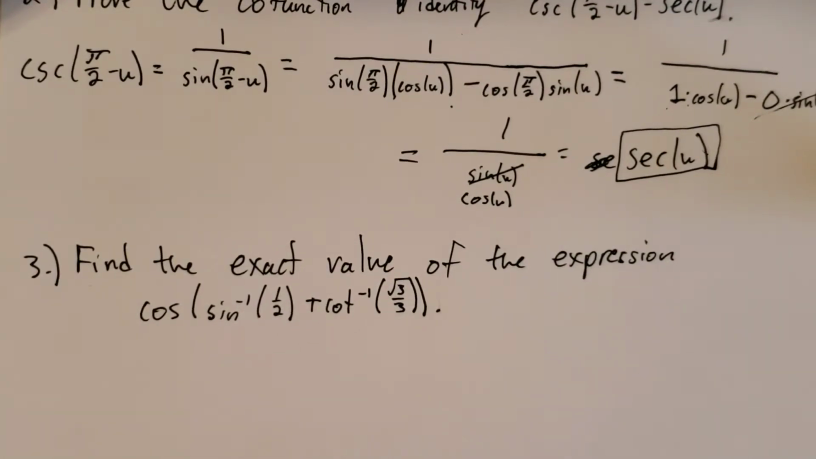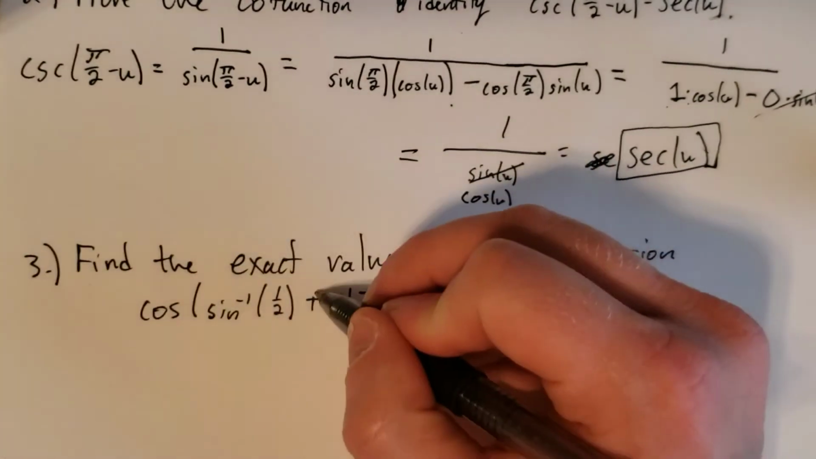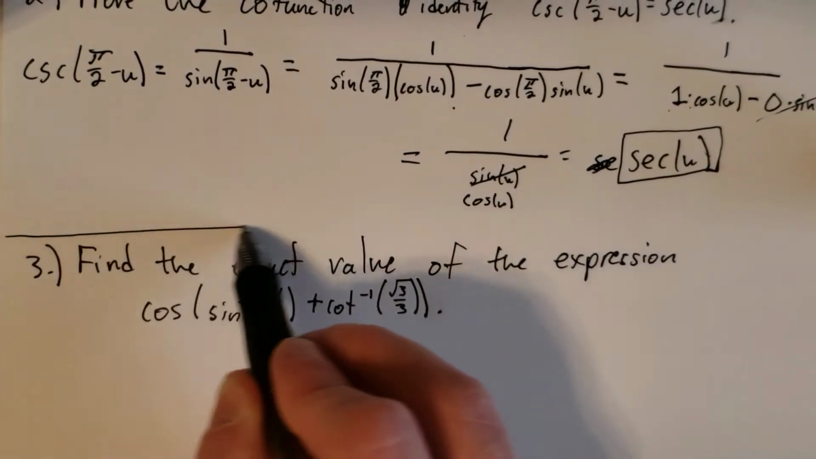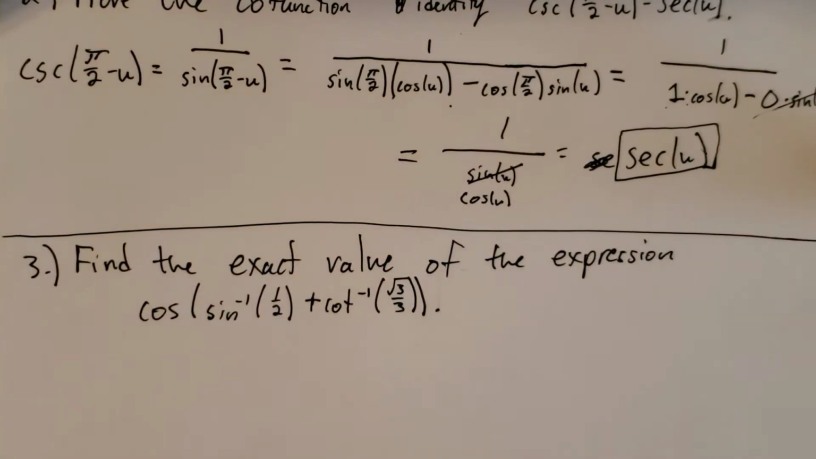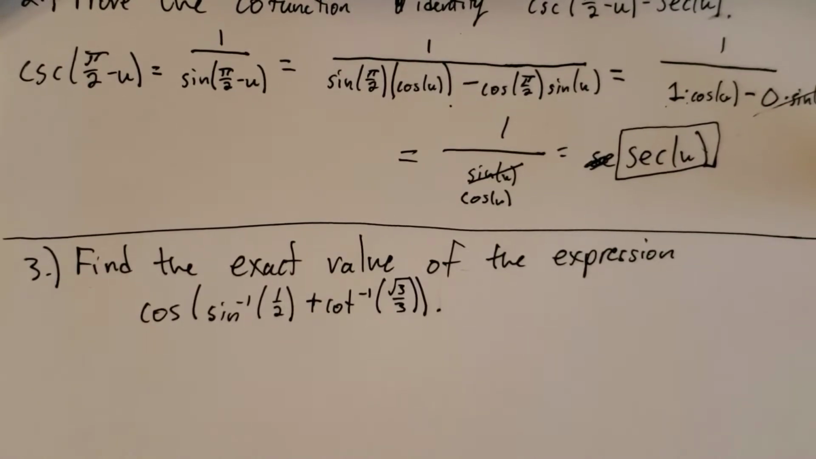And this last example, number 3, says to find the exact value of the expression cosine of sine inverse of 1/2 plus cotangent inverse of root 3 over 3. So I want to try to solve that. That looks complicated at first, but this has a relatively simple solution.